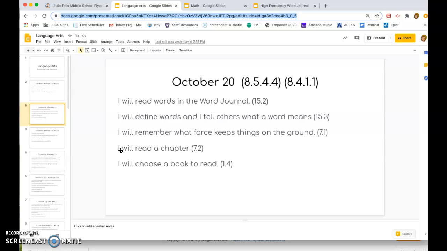Gravity. Nice. I will read a chapter, so that's when you will read that aloud to someone, and then you will choose a book to read. There are some books that may be assigned to you on Unique. You can choose those books to read, or find another book to read, and then that concludes all of our assignments for today. Nice work.